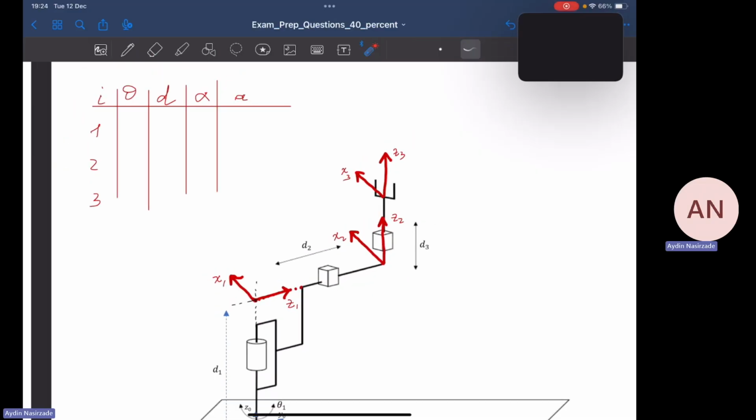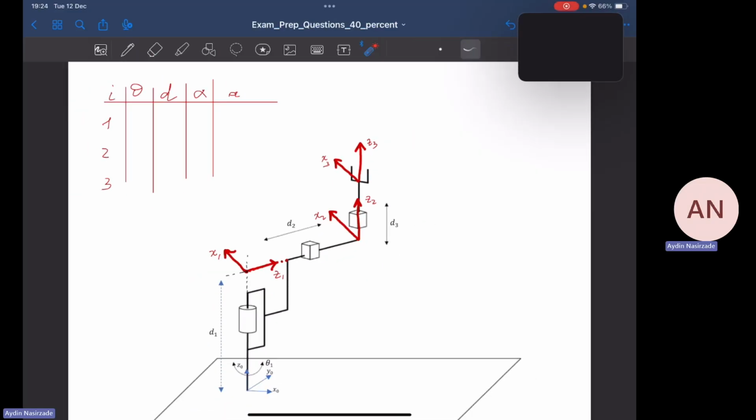The question for theta 1 is: around z0, how much do I have to rotate x0 so that it can align with x1? As usual, we are going to take theta 1 because we have a revolute joint. The answer for theta 1 is theta 1 itself. It's a joint variable, so we have to take the joint variable if needed. Now let's move on to the next one.